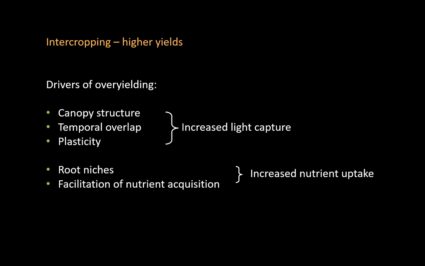Also below ground, higher yields can be obtained through different root niches if the roots are taking up their nitrogen and phosphorus and other nutrients from different locations in the soil, different depths, for example, or at different moments in time, as well as through facilitation of nutrient acquisition. So the active helping of one species for the other, taking up the nutrients from the soil.